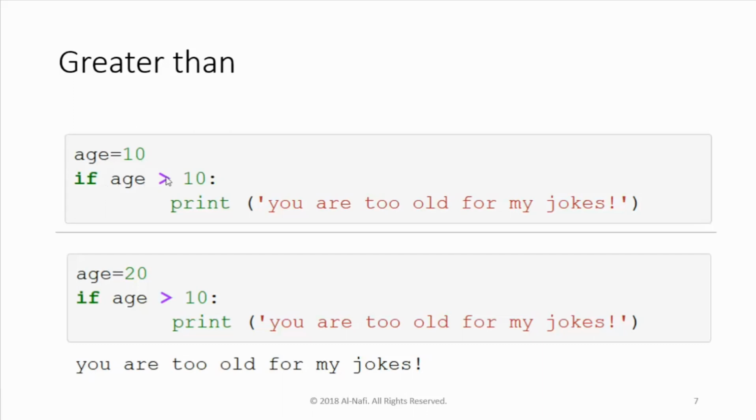And if age is 20, and if age is greater than 10, you're too old for my jokes. So this is like an example. Agar aapki age 10 है तो क्या होगा? There won't be anything. But if it's greater than 10, then you get then the program वो जो होगा वो prints करेगा statements.